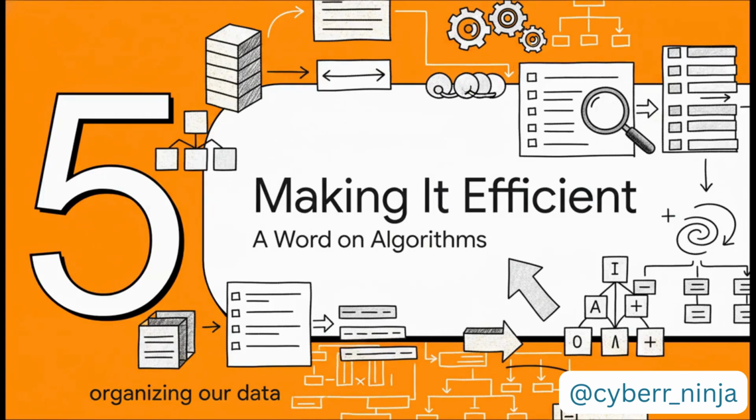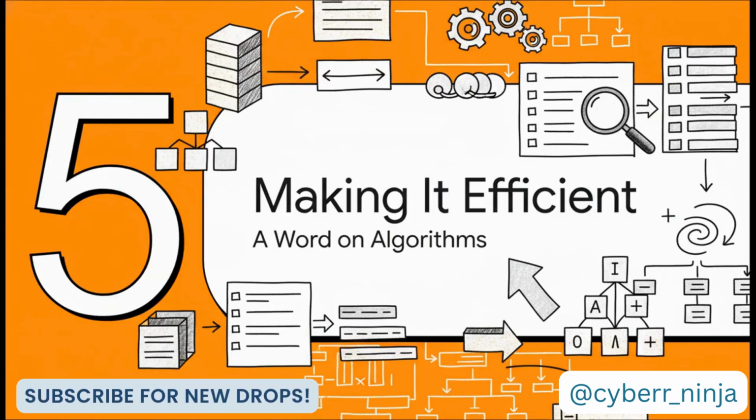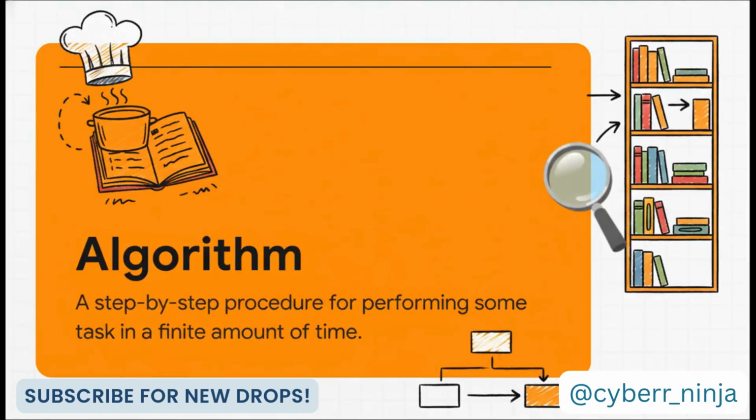Okay, so we've got these incredible ways to organize all our data, but just having it organized isn't really enough. We need to do things with it. We need to search it, sort it, add new stuff, and that, my friends, is where algorithms come in. To put it simply, an algorithm is just a recipe. It's a super precise set of instructions for a computer to follow to get a job done. So if a data structure is the library, an algorithm is the set of instructions for how to find a specific book or how to put a new book on exactly the right shelf.